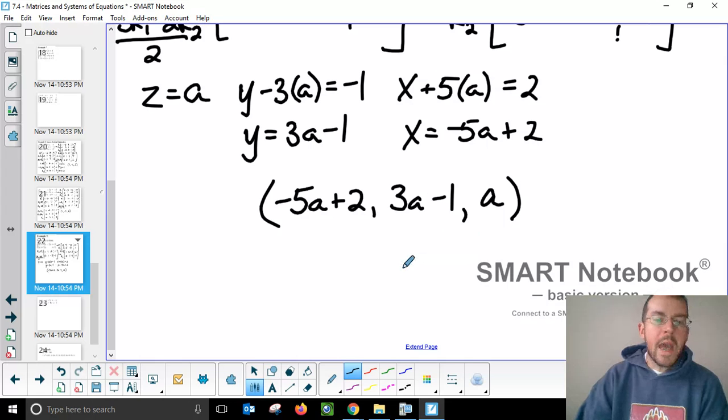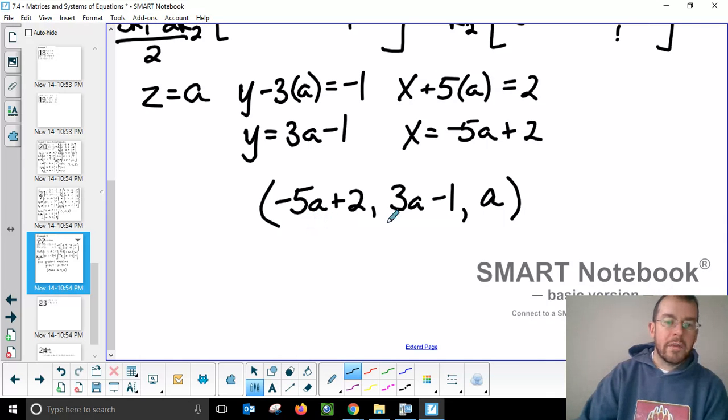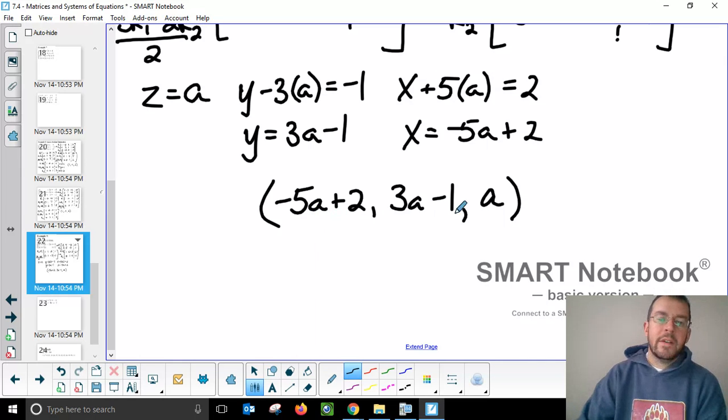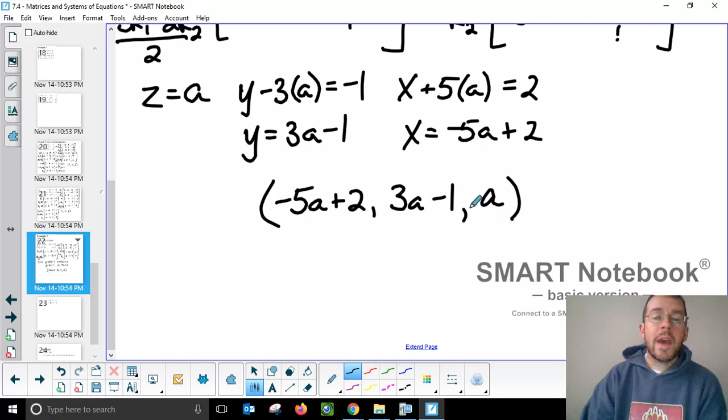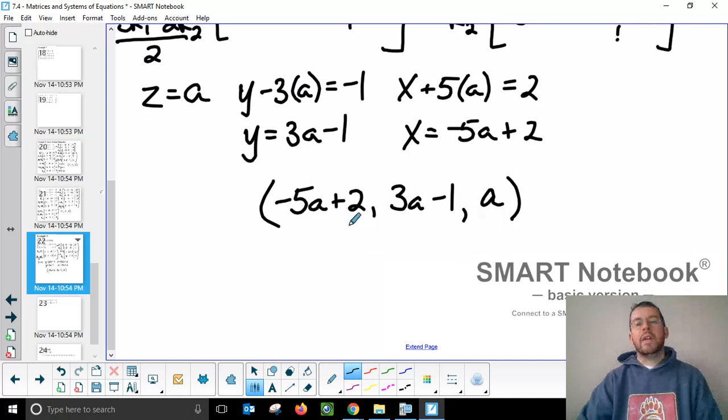So you can pick absolutely any number that you want for a. Let's just, for an easy example, pick 1. If I plug 1 in here, I would get negative 3, 2, 1. So negative 3, 2, 1 would be a solution. I could pick 2, and then we would get negative 8, 5, 2. So negative 8, 5, 2 would be a solution. And you can do that with absolutely any numbers you want. They don't even have to be whole numbers. You could pick 1.3765, or you could pick 11 over 7. It doesn't really matter what you pick. They just all have to fit this form.